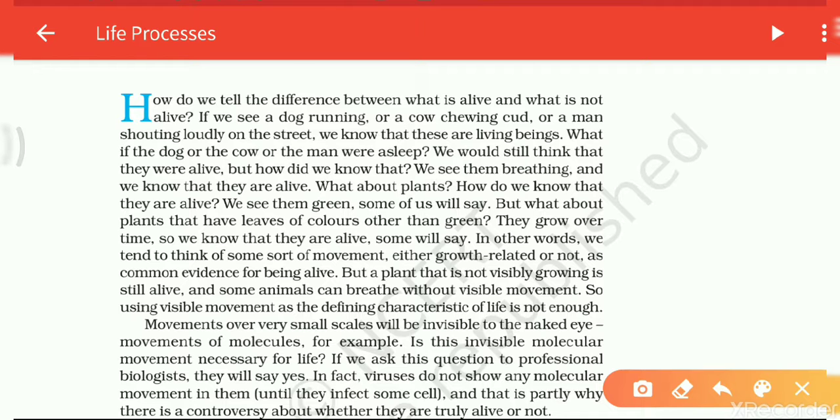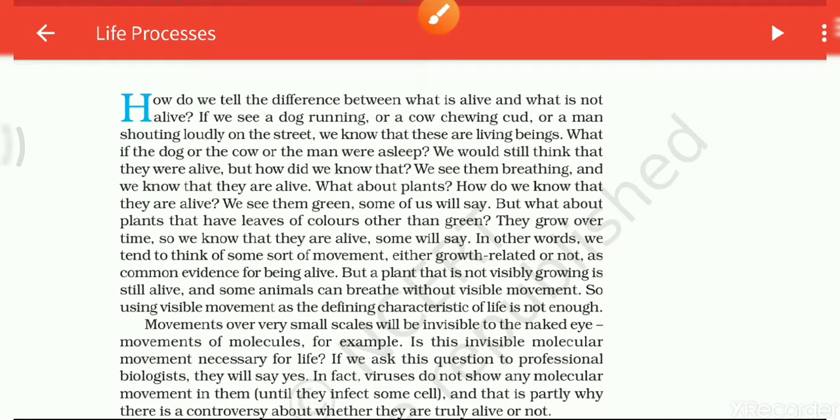If we see the dog is running, the cow is chewing curd, and a man is shouting loudly on the street, we know that these are living beings. Living beings means what, students? Living beings means those which can show movement. Here it is written, if the dog or the cow or the man were asleep, then we would still think that they were alive. But how did we know that?